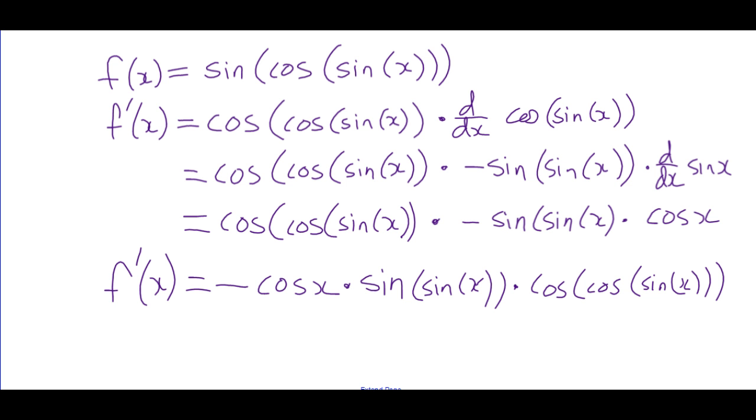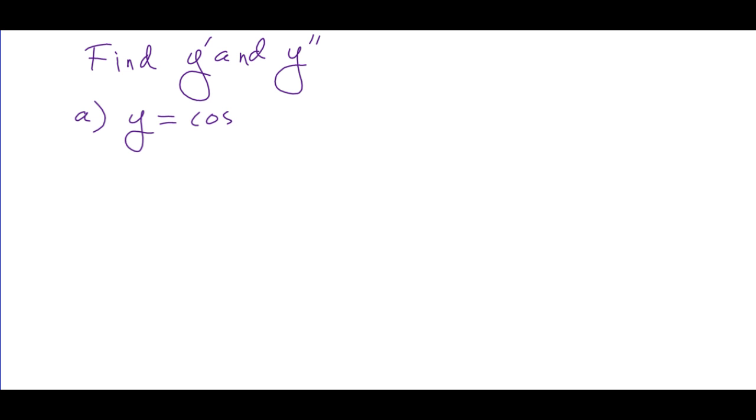All right, let's do some higher derivatives, because why not? We just did higher derivatives, so. Find y prime and y double prime for y equals cos x squared. Okay, so if y is equal to cos x squared, you should all be able to do y prime. So you do y prime, and I'll give you a head start.